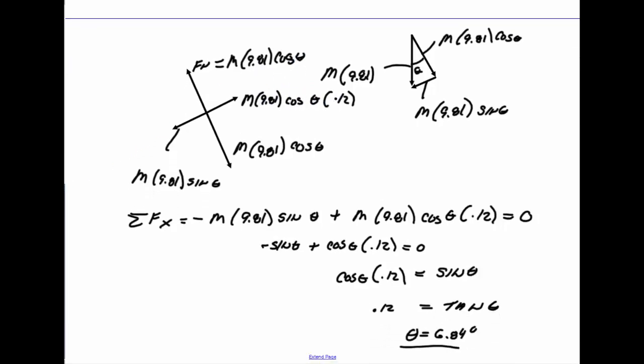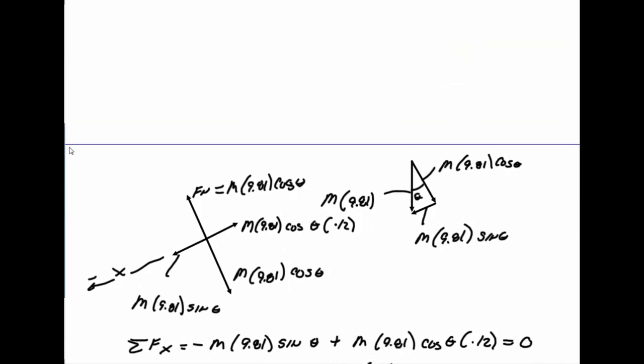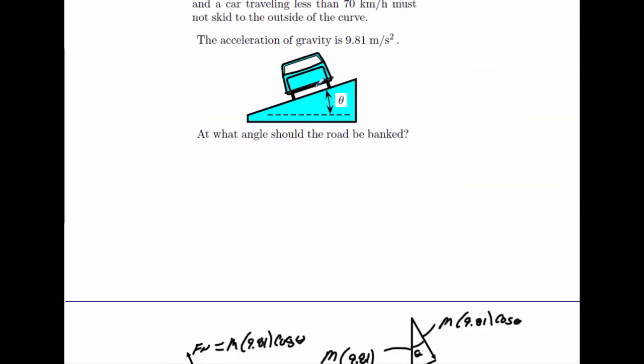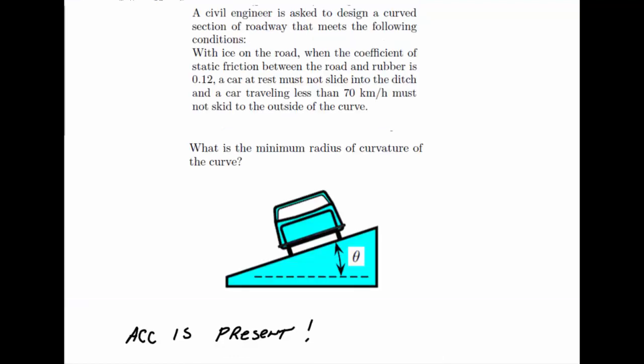All you do here is set up the forces, sum them up, and let this direction be x. I'd let anything that went this way be negative, and summed those up. What you end up getting is the masses all cancel out, and you just get the cosine of theta times 0.12 is equal to sine of theta. Move the cosine to the other side, take the inverse tangent, and you find 6.84 degrees. So if the angle was greater than 6.84, this car, when just sitting here, is going to slide down the incline. Now let's look at the second part, when the car actually has a velocity.